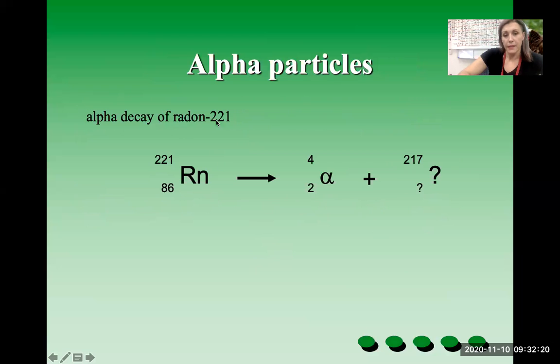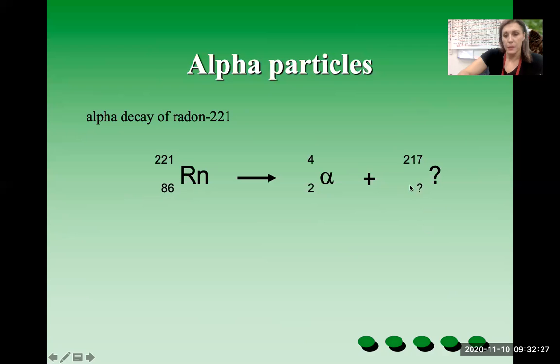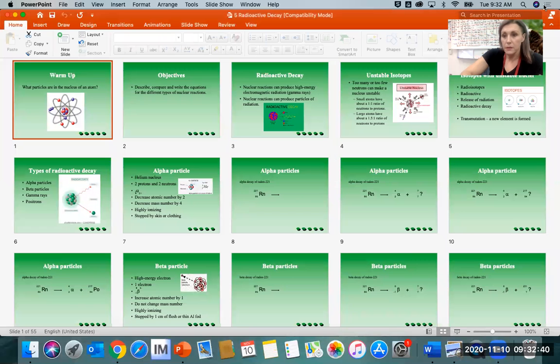The alpha decay of radon-221. Go back. This one, it wasn't finished. So remember, this side has to equal up, so that's 84. And then 84 is polonium. Okay, so that's the end of that.